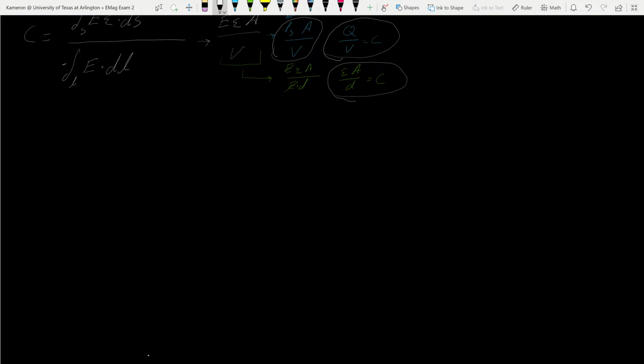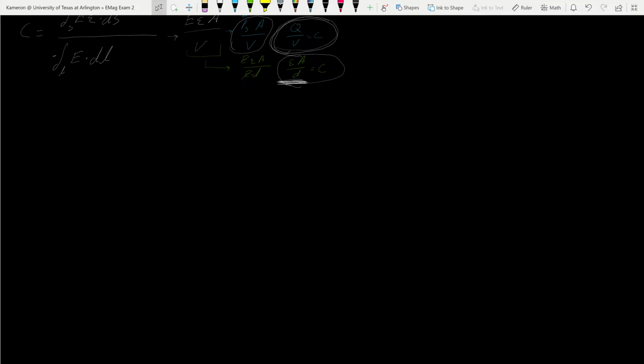So we know the voltage, we just need to find the capacitance. But we know we can find a capacitance with this stuff right here, which we have all of them. We have the electric permittivity, and we have the area, we have the distance. So let's do that. Let's just go right into it.